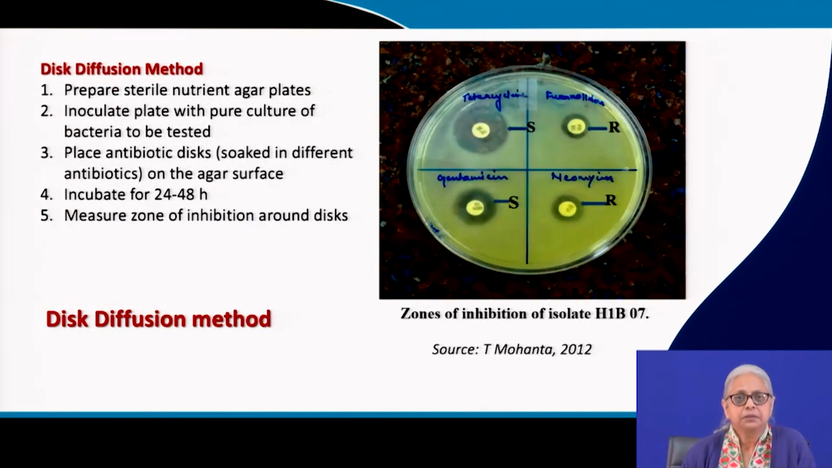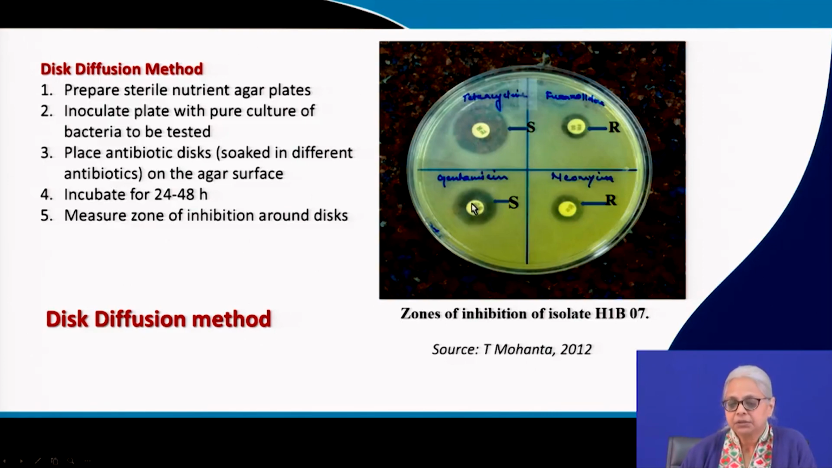So let's take a look at the disc diffusion method. In the disc diffusion method, it's very simple. The nutrient agar Petri plates are prepared with the appropriate nutrient agar or media, and the plates are inoculated with pure cultures of the bacteria that need to be tested. Now on each of these plates, there will be 4 antibiotic discs that are soaked in different antibiotics with a prescribed concentration.